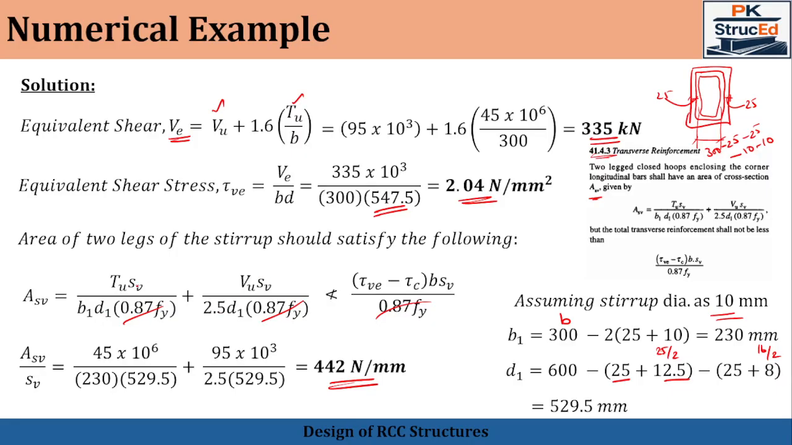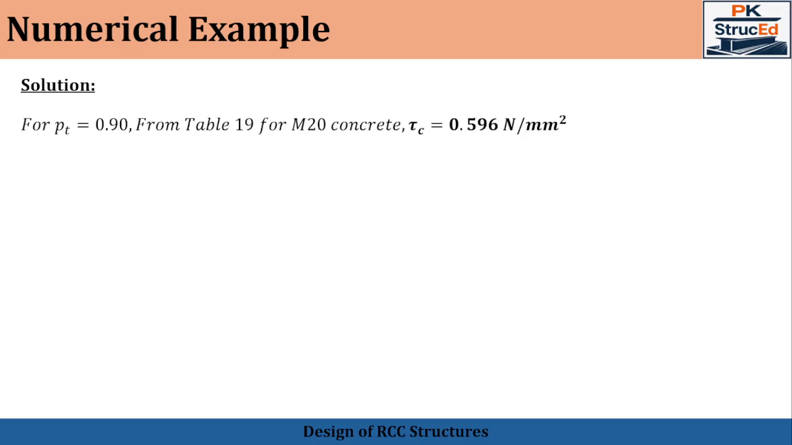Whereas this SV has been brought to the left side in the denominator. See, we got this value. This is nothing like area of the steel required per spacing, right? So 442 Newton per mm. Now, for PT, because we already provided the reinforcement, the percentage of the steel has been calculated as 0.9. So from table 19, for M20 grade concrete and PT of 0.9, the tau C value has been computed as 0.596 Newton per mm square.